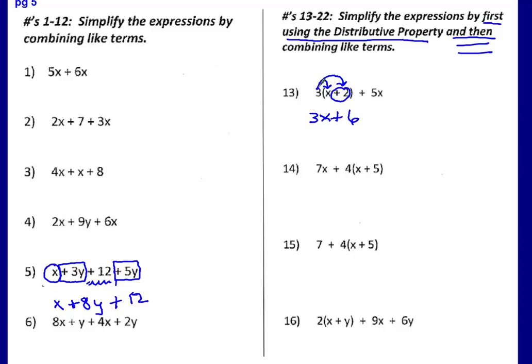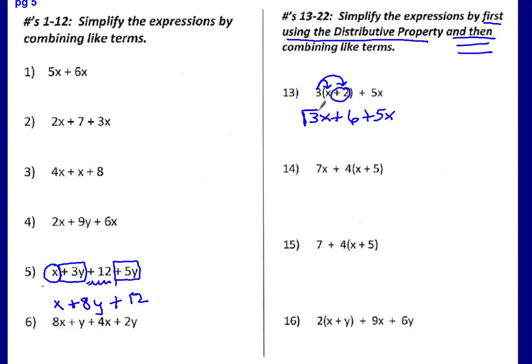Now, are we going to distribute this 3 over here to this 5x? No. This plus 5x is not inside the parentheses. So it's not part of the group. We do not distribute the 3 to it. We just bring it down, plus 5x. Once you've distributed and you've gotten rid of the parentheses, then you combine your like terms. Do what we were doing over here for 1 through 6.